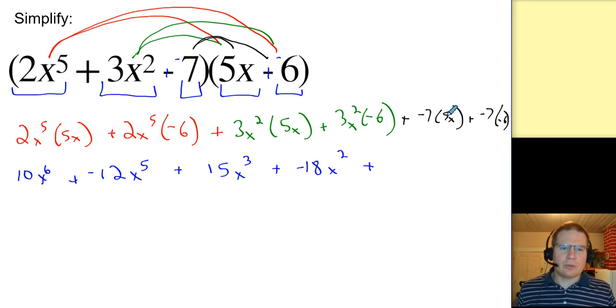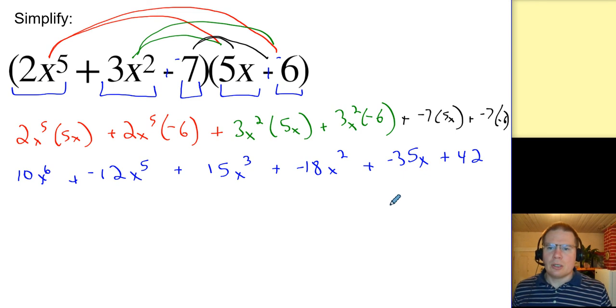Then I have negative 7 times 5, that's negative 35 with a single x. Then I have negative 7 times negative 6. The reverse of a negative is positive, so I get positive 42. So I have 6 terms here. Now I'm going to look for potential like terms. So here's a 6th degree. No, no, no. Okay, that's the only 6th degree. 5th. No, 3, 2, 1, 0. Okay, it's already in standard form.